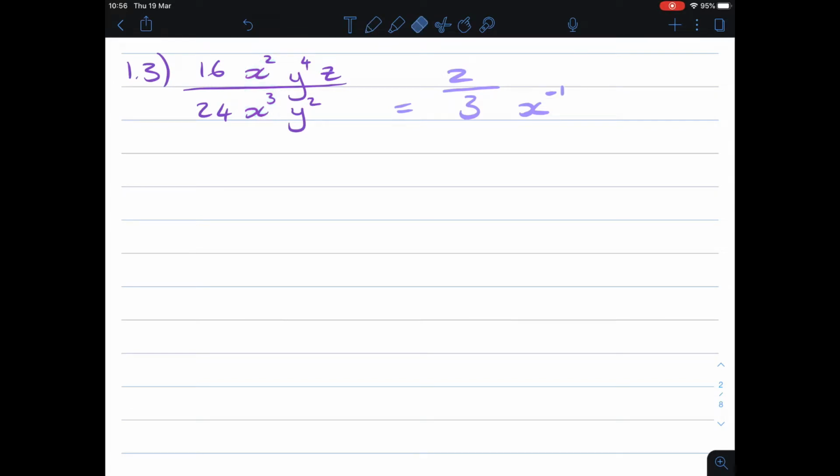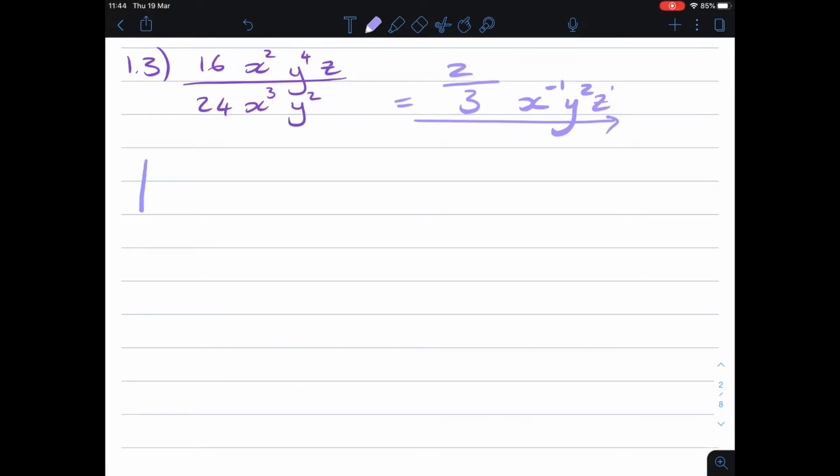Then I'm going to look at my variable y. So I'm going to keep my base of y and say 4 minus 2, which is 2. And then the z is all alone, so I'm going to just keep it where it is. And it's a positive 1, so I don't have to even put the 1 there, but then that is my answer.